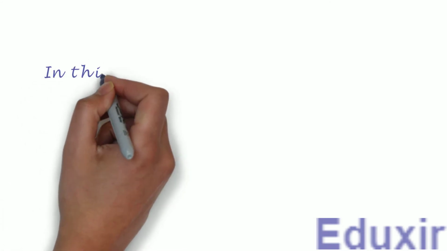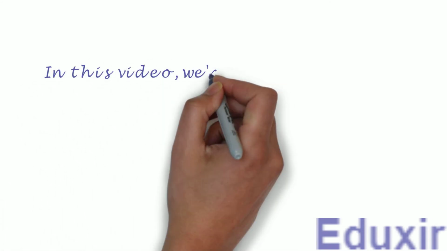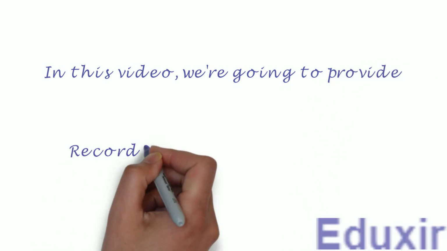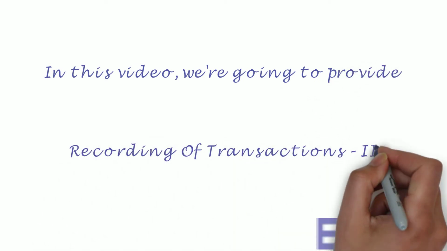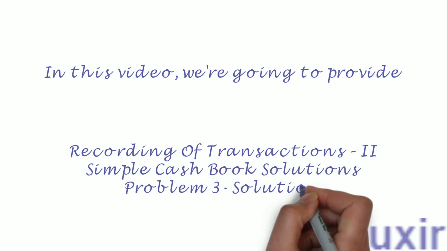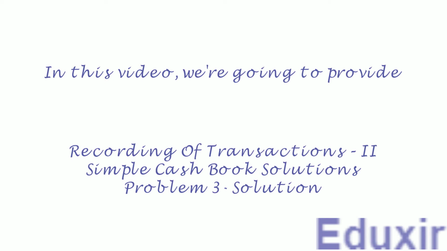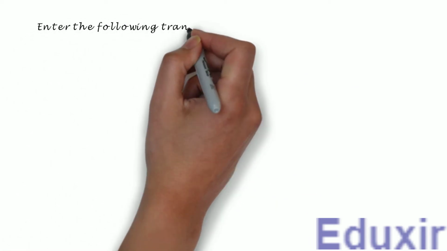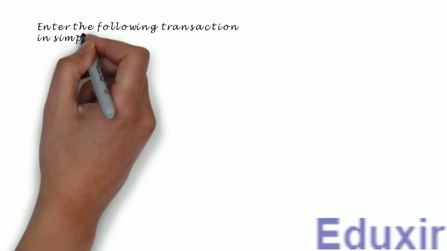In this video, we are going to provide recording of transactions 2, Simple Cash Book Solutions, Problem 3 solution. The problem statement is as follows. Enter the following transaction in Simple Cash Book for December 2000 plus.